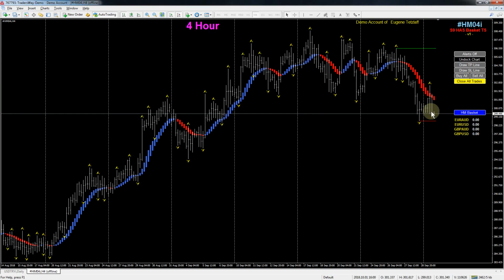Now when this breaks through the line going down, it will take a short on all 4 pair at the same time.